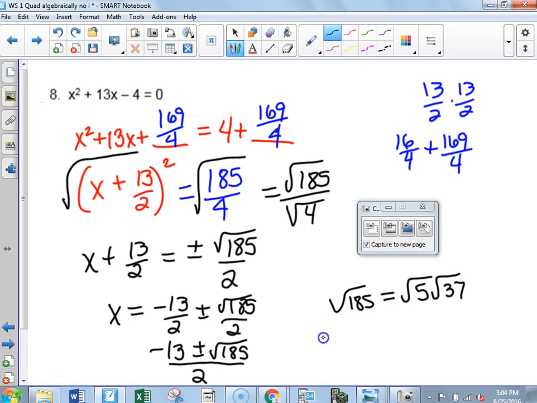Does everyone understand that that is an exact answer? Okay, it's actually 2 exact answers, right? I'm not going to make you write it out twice, but it's negative 13 plus square root of 185 all over 2 and negative 13 minus square root of 185 all over 2. Okay, but I want an exact answer on these problems, not a decimal. All right.